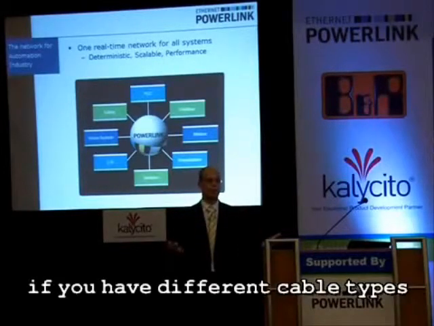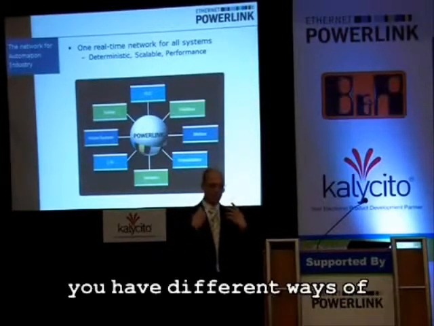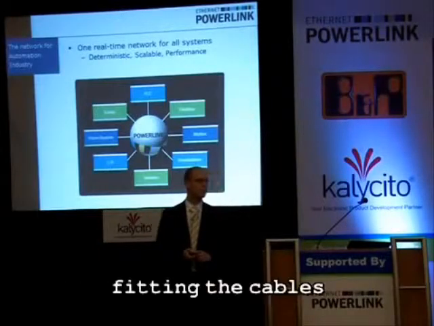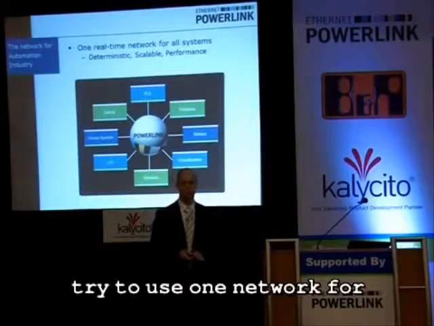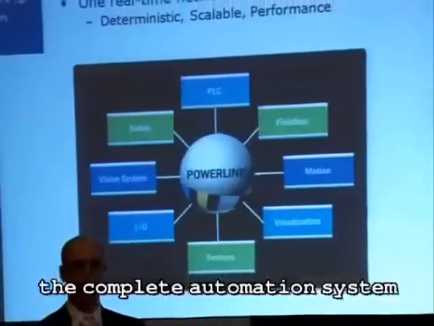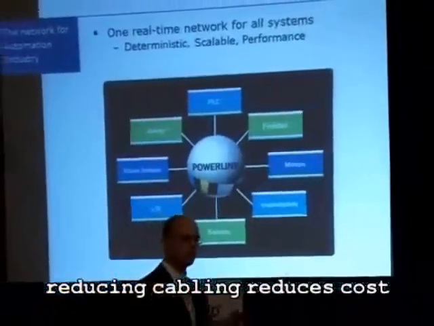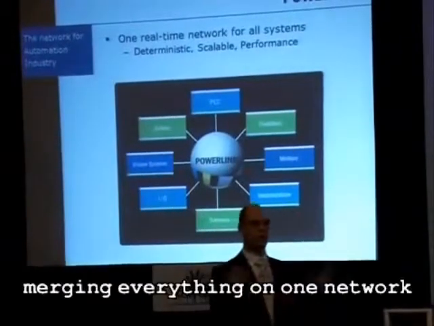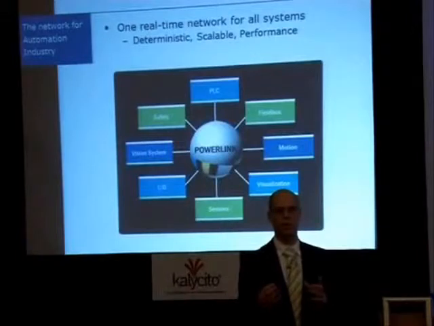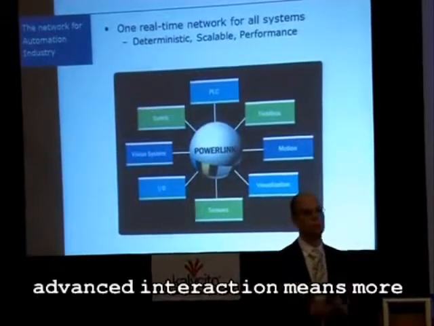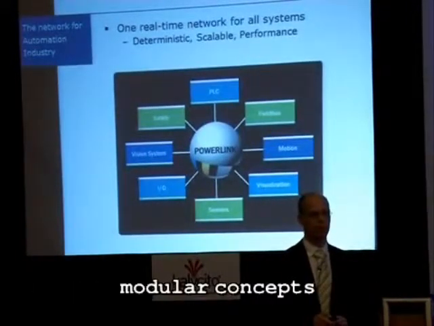If you use different cable types, you have different ways of fitting the cables. Try to be able to use one network for the complete automation system. And reducing cabling, again, reduces costs. Merging everything on one network means advanced interaction. Advanced interaction means more modular concepts.